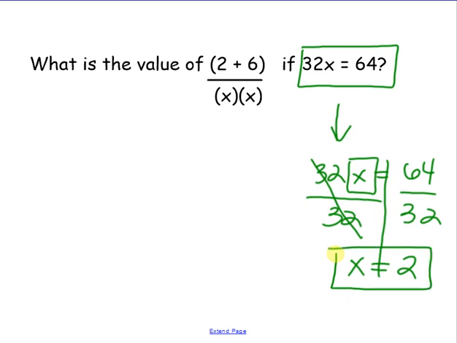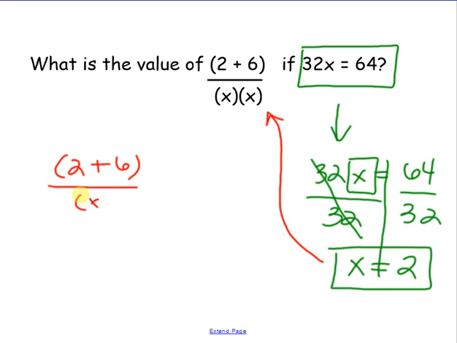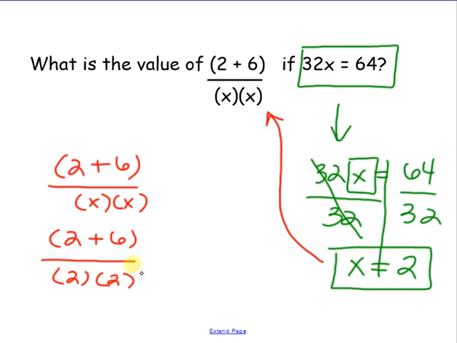But that is not the answer to our problem. We have to then go and plug it back in. So up here we have 2 plus 6 over x times x. So 2 plus 6 over 2 times 2. Okay, let's solve the top first. So 2 plus 6 is 8 over 2 times 2 is 4. How do I simplify 8 over 4? It's 2. So the answer to your problem is 2.